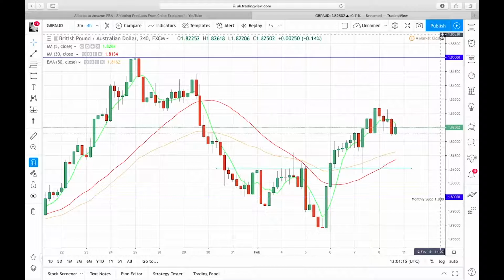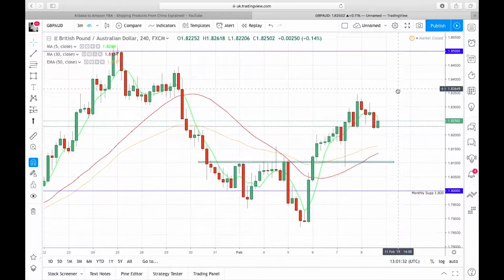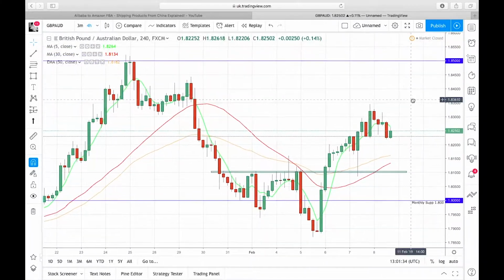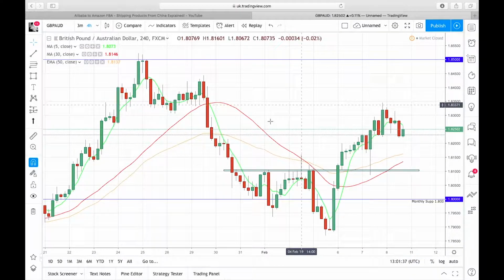Before I get into the three pairs that I'm going to analyze today, I just want to go through my performance last week. I actually have open here the pound Australian dollar chart, and this is pretty much the same setup that I ran over in last week's video. We were trading around within this region between 1.8 and 1.81.